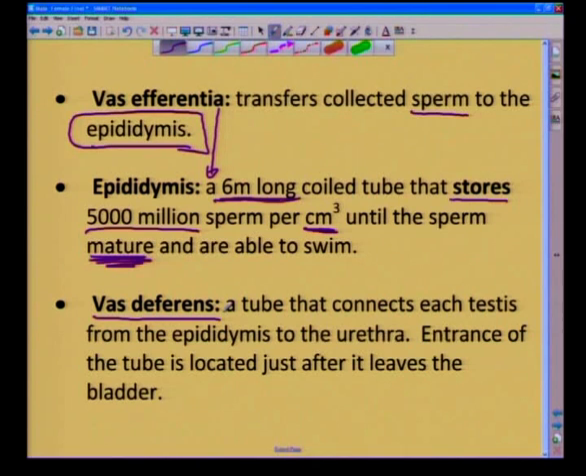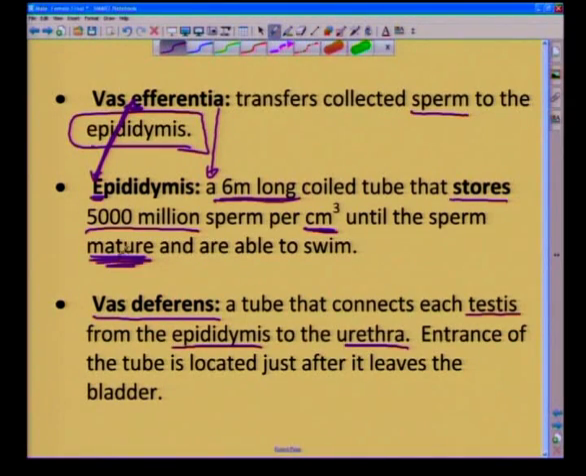Don't confuse the two. All right, the vas efferentia transfers the sperm to the epididymis. Remember, it's vas efferentia with an E, and it deposits into the epididymis, so the 2 E's link. And remember it that way so you don't confuse it. Whereas the vas deferens, this tube connects each testis, from the epididymis to the urethra. So the vas deferens, these spermies are now on their way out. Okay, so the efferentia links to the epididymis to the vas deferens. You are deferring those sperm out of the body, if you remember it that way.